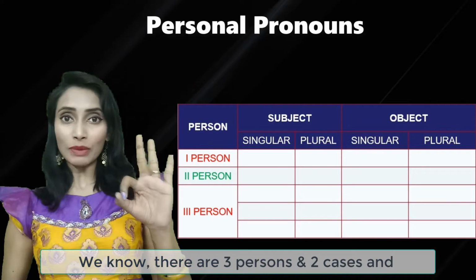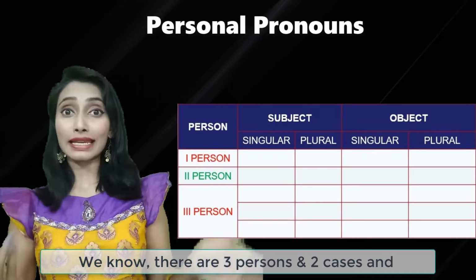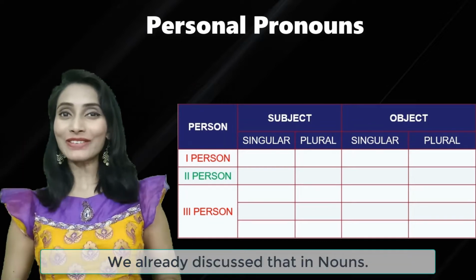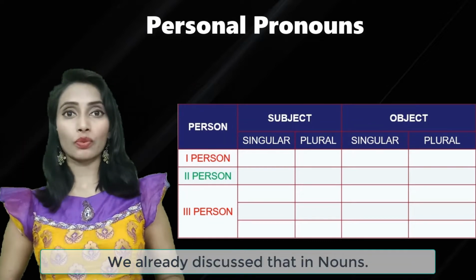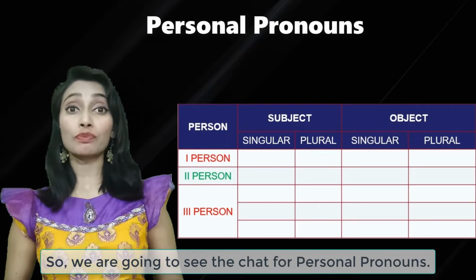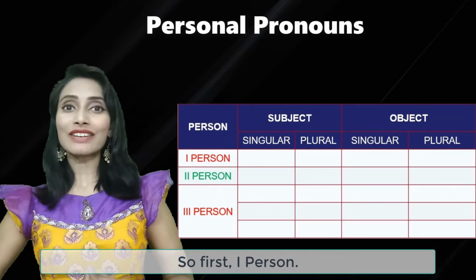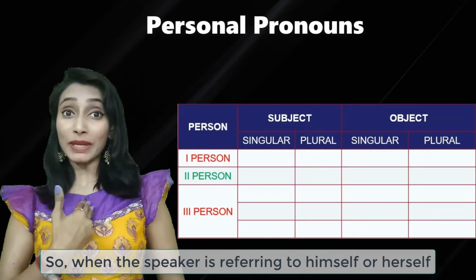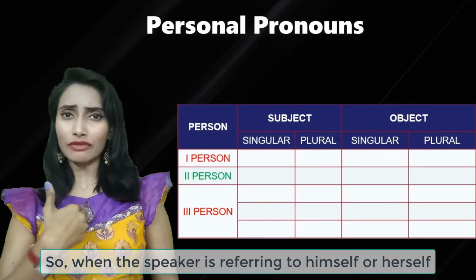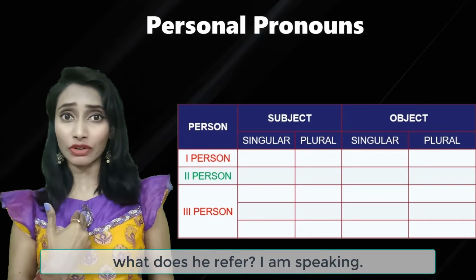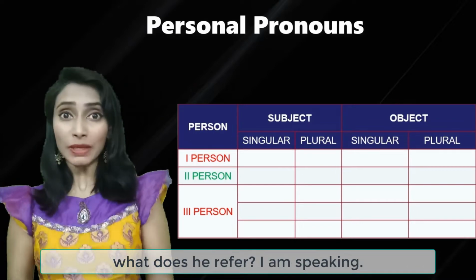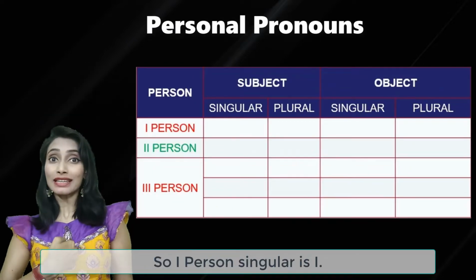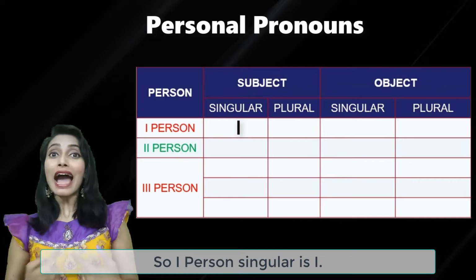We know there are 3 persons and 2 cases, and each person can come in 2 numbers, singular and plural. We already discussed that in nouns. So we are going to see the chart for personal pronouns. So first person. Who is first person? The speaker. So when the speaker is referring to himself or herself, what does he say? I am speaking. Who? I. So first person singular is I.